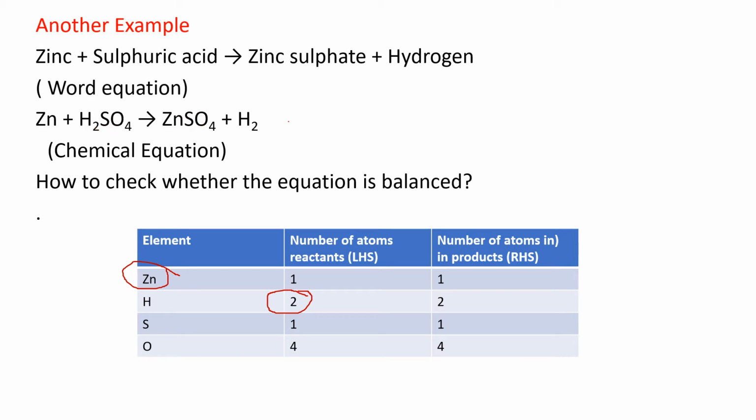Oxygen, you have 4 over here and 4 on the product side too. So here you have on the left hand side 4 atoms of oxygen and 4 atoms of oxygen even on the right hand side. So is this equation balanced? Yes, this equation is balanced.